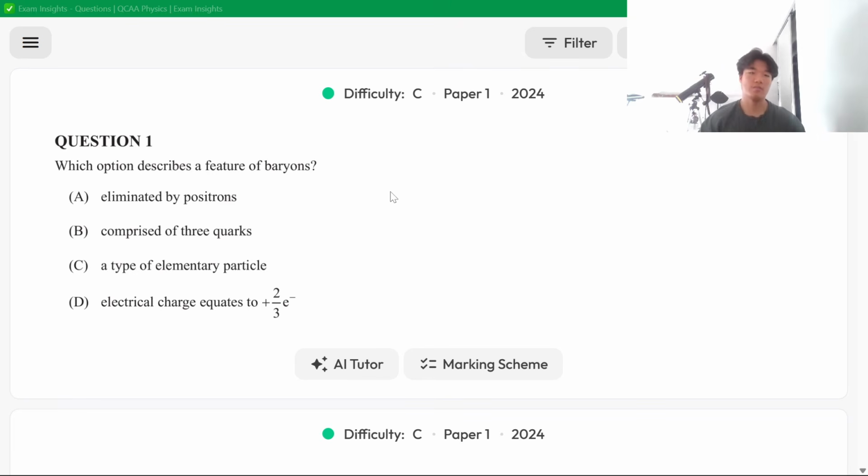They're not a type of elementary particle, they are a composite, right? Electric charge doesn't equate to that. No, not always. Actually, you can't even get that with any combination of quarks, of three quarks. Yeah, I don't know why I'm switching the screen. Okay, so it's going to be B.